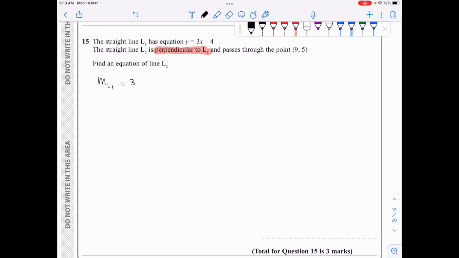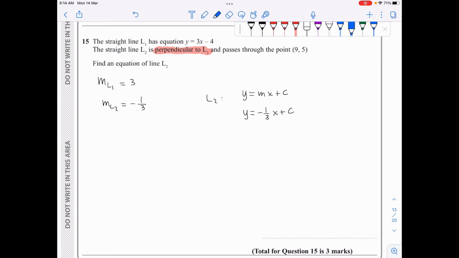And I know that because it's in the form of y equals mx plus c. And I can find the gradient of L2 by flipping and changing the sign. We know that 2 lines are perpendicular if the product of their gradients is -1. So I flip and I change sign. So for L2, we are after the equation of a straight line, y equals mx plus c. We have already established that m is -1/3.